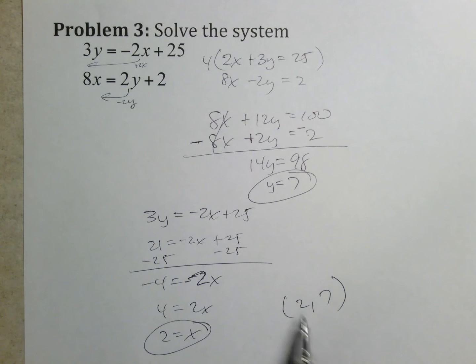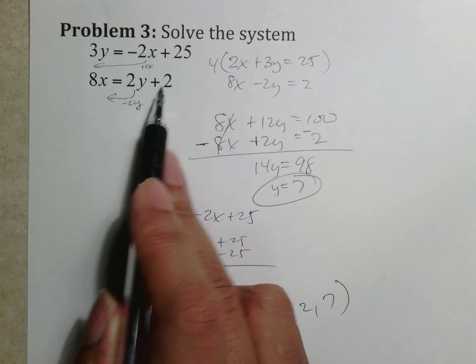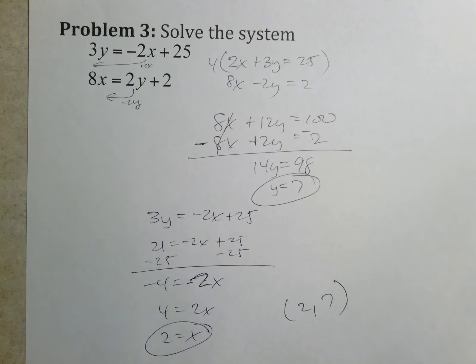Let's check real fast. 2 times 8 is 16. 7 times 2 is 14, plus 2 also makes 16, which means that since both sides are equal, that has to be right. So get the worksheet from me for today.